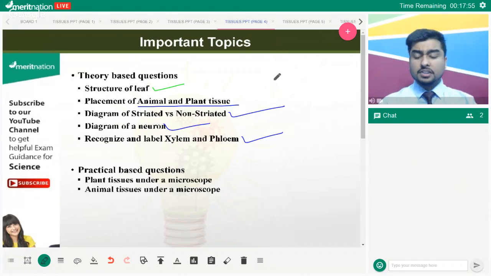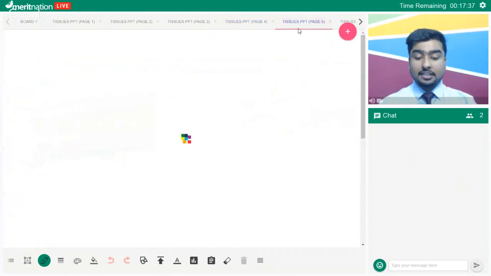Is the color of nerve cells fixed? No. See, nerve cells generally appear white. The axon part appears white. The cyton part appears a bit grayish. Now, practical based questions can be related to plant tissues and animal tissues under a microscope, right? So you can be asked any question related to that.